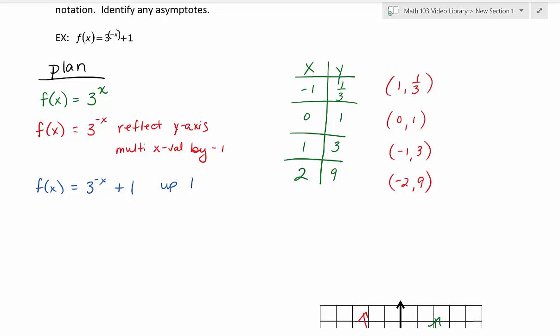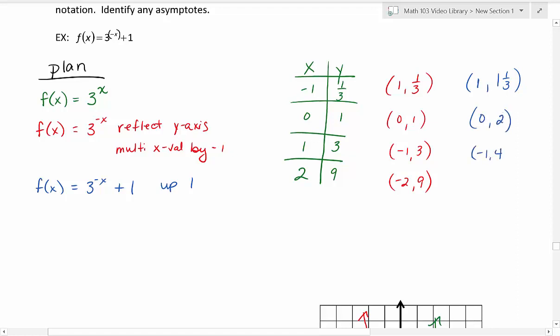To get the correct points for our final graph, we are going to be adding 1 to all the y values. So we'll have 1, 1 1/3; 0, 2; -1, 4; and -2, 10.